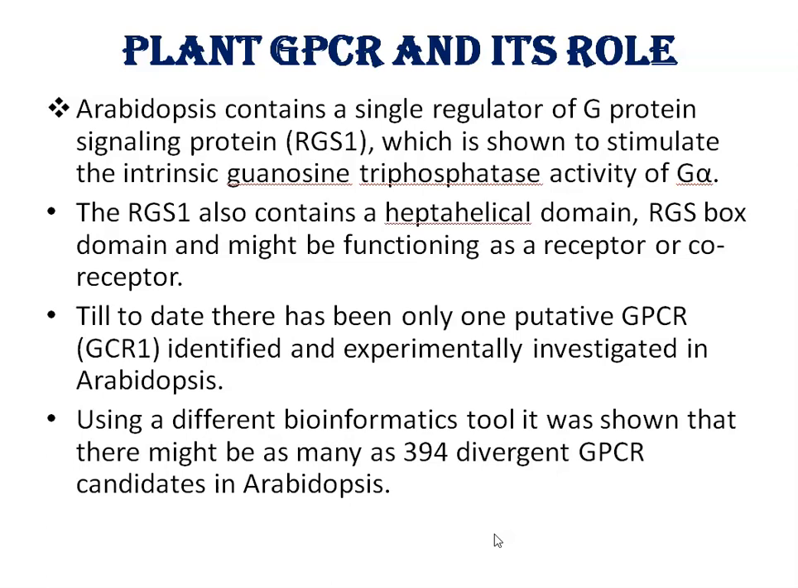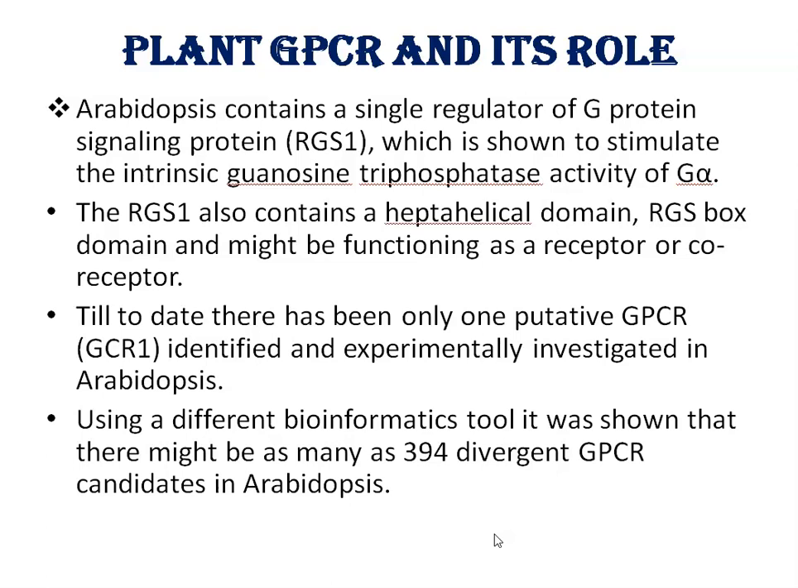Now, plant GPCR and its role, right? There are thousands of GPCRs known in humans and animals to date. GPCRs in plants are not well characterized as compared to GPCRs from animals, right? Arabidopsis, our model plant, contains a single regulator of G protein signaling protein, that is RGS1, which is shown to stimulate the intrinsic guanosine triphosphatase activity of G alpha.